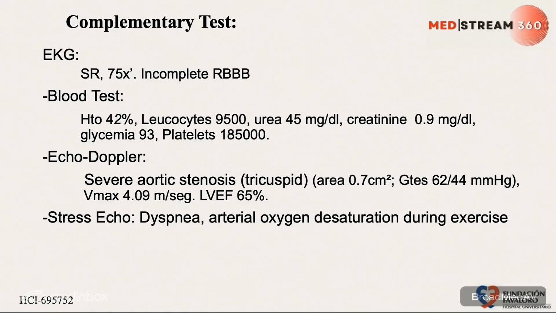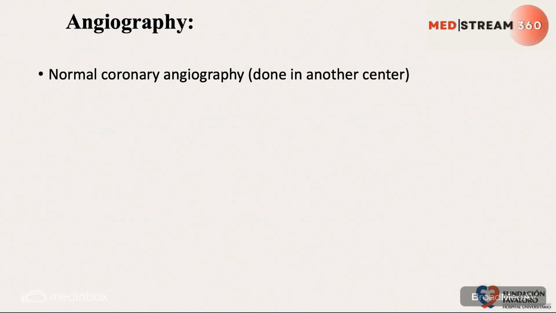Clinicians at the beginning were a little confused about the symptoms, so they asked for a stress test echo, which showed the dyspnea with arterial oxygen desaturation during exercise. So we interpret this as due to the severe aortic stenosis, so they referred the patient for evaluation. Next. She underwent a coronary angiography in another hospital.